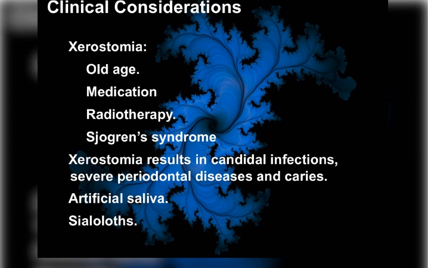I remember something: the main excretory duct of the submandibular gland is called Wharton's duct, and the main excretory duct of the parotid gland is called Stensen's duct.